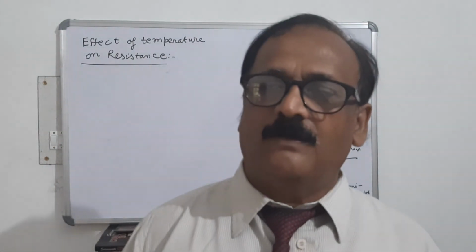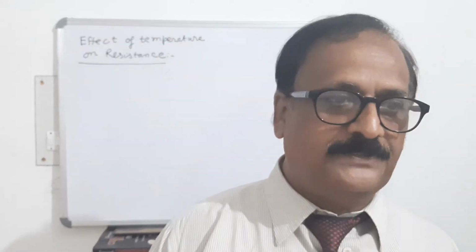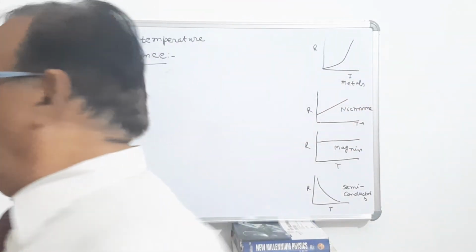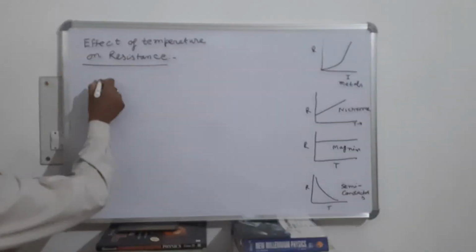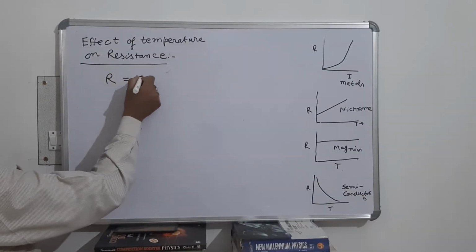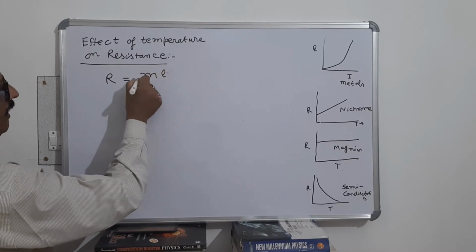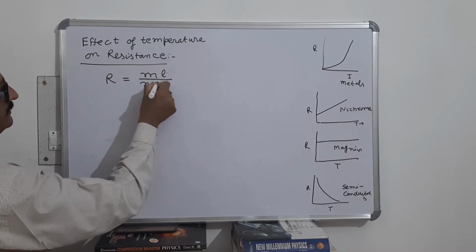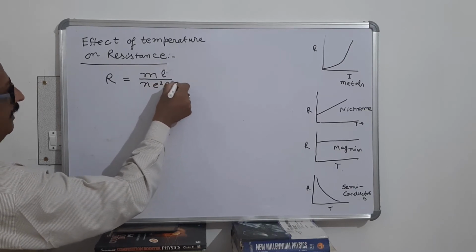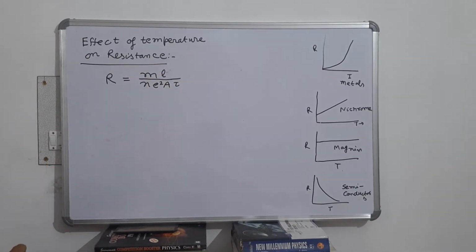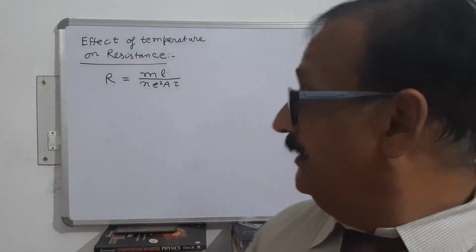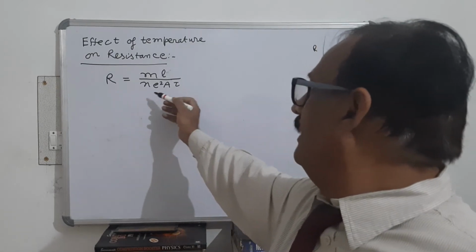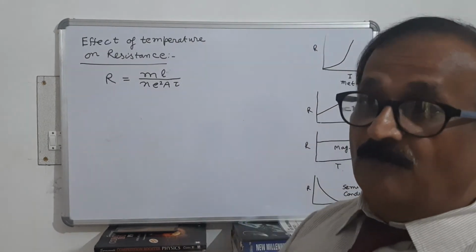So children, now we will study the effect of temperature on resistance. As we know, the resistance of a conductor R is given by R is equal to ml upon ne square A tau. It means resistance is inversely proportional to free electron density and inversely proportional to relaxation time.